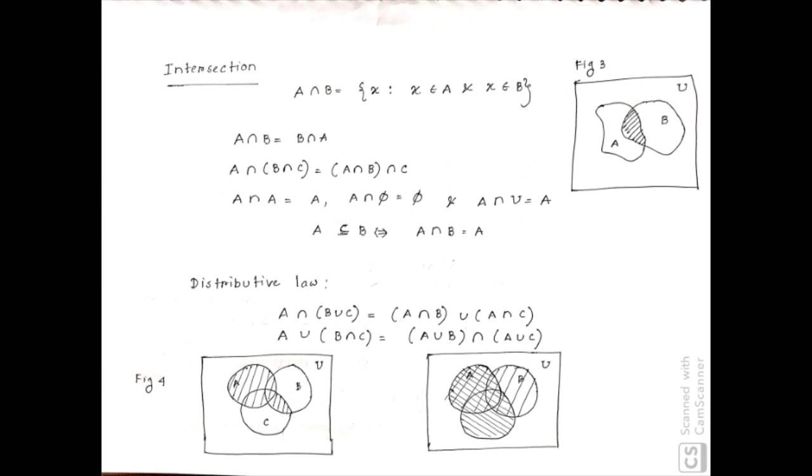This definition can also be expressed symbolically. A union B, as you can see in the slide, is the set of all x such that x belongs to A or x belongs to B. Now, we can at once say some properties of this union operation. The operation of forming unions is commutative and associative. What do we mean by commutative? That means A union B is equal to B union A. And what do we mean by associative? That is (A union B) union C is equal to A union (B union C).